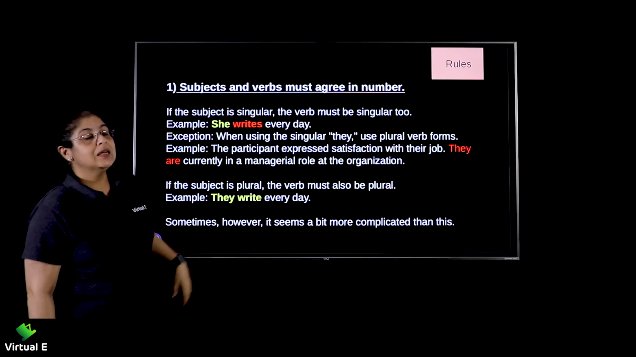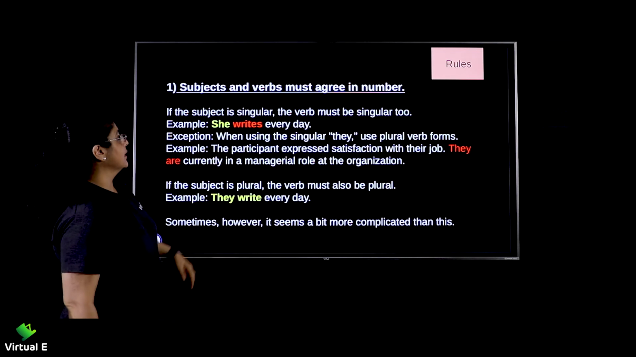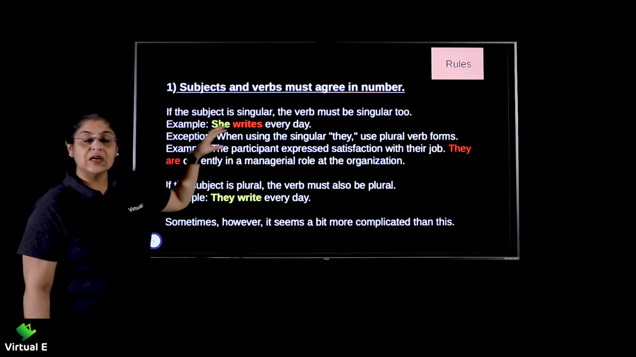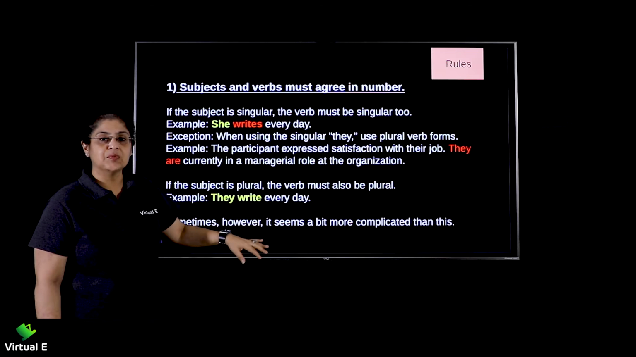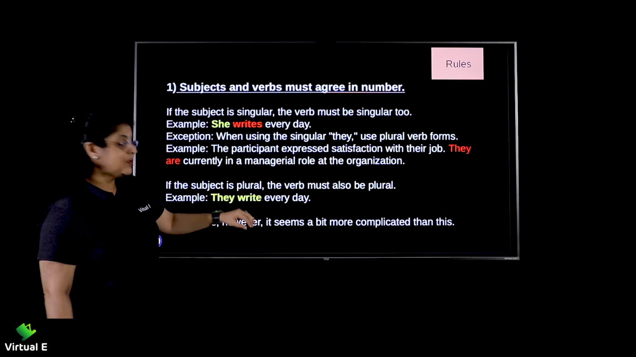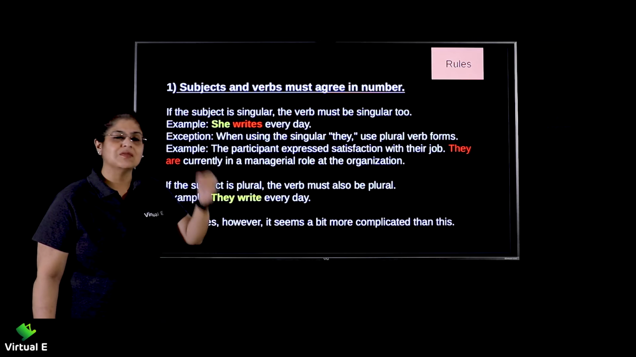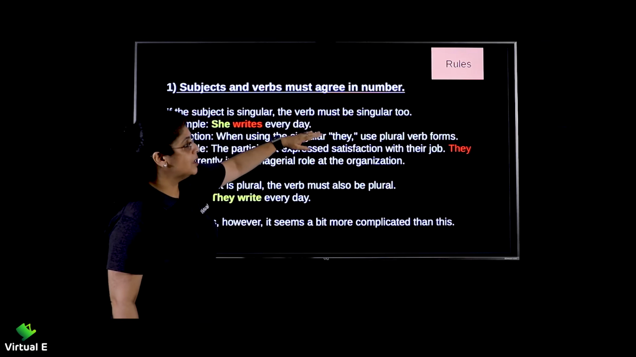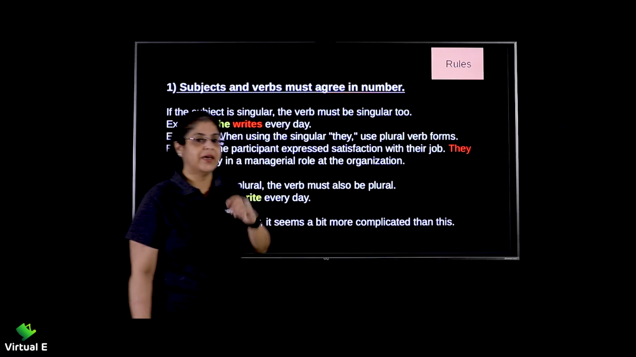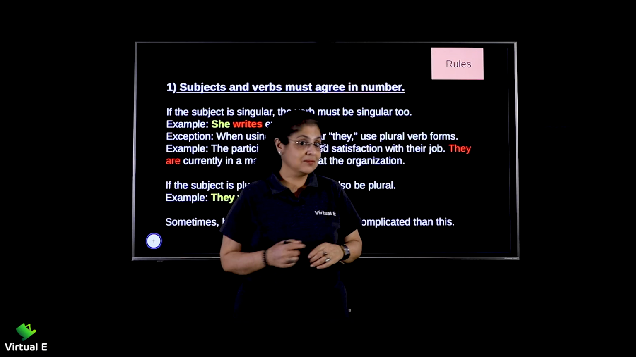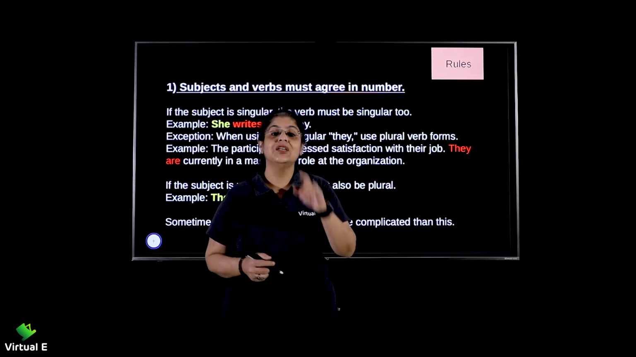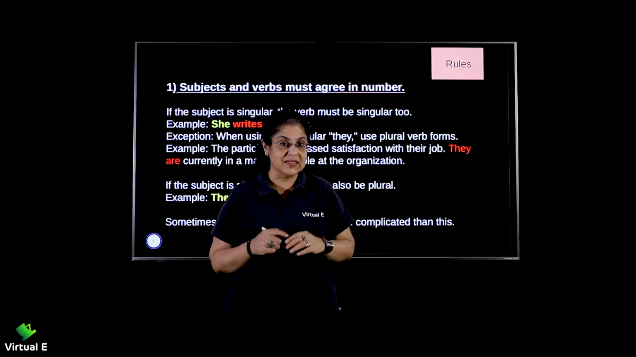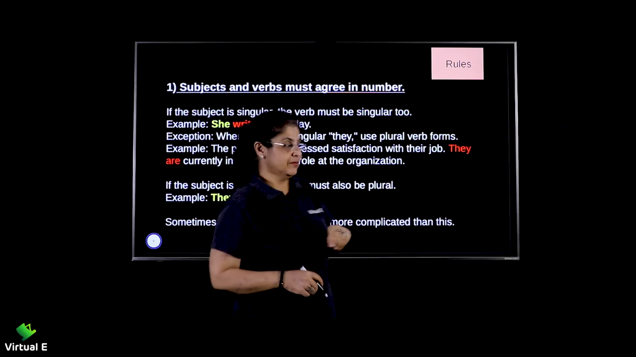Right? So, now the very first rule that we need to understand. Subjects and verbs must agree in number. We already saw that in the definition. Now, a very simple explanation has been given to you along with an example. So, it's going to be very lucid, very clear. If the subject is singular, the verb must be singular too. By the way, what is a subject? The subject is the doer of the action. Again, the subject in your sentence is the doer of the action.